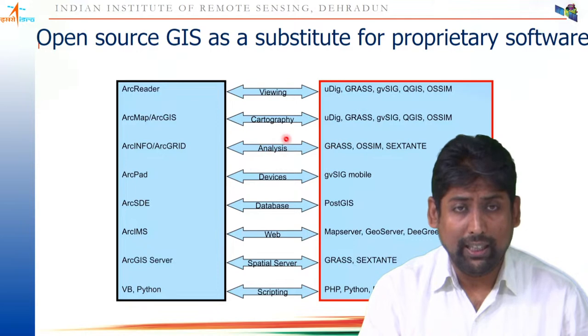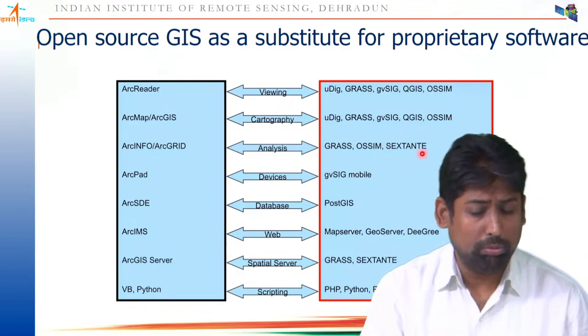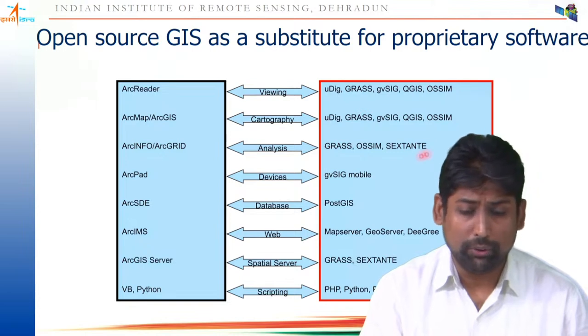If you want to do analysis with data, ArcReader may not be enough. You may need ArcInfo. And again, GRASS, Awesome, and plugins to QGIS or standalone Sextante can also be used.